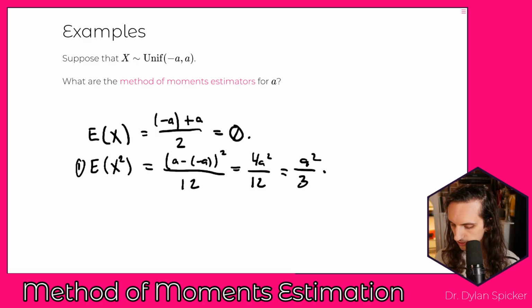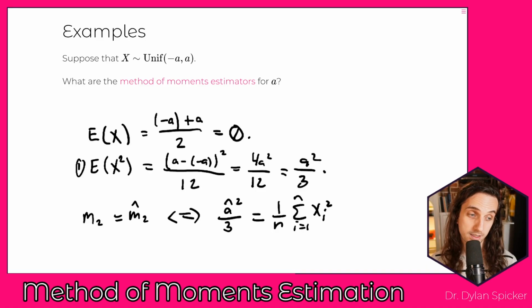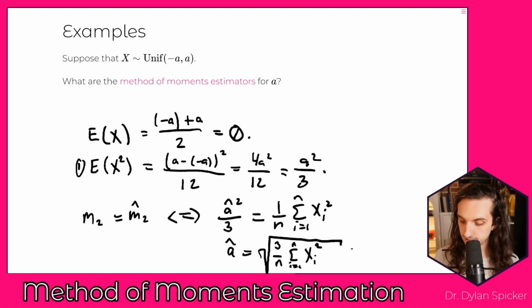What we need to do is set m2 equal to m hat 2. This tells us that a hat squared over 3 is going to equal 1 over n, the sum from i equals 1 to n of xi squared. Now we can rearrange and solve for a hat. A hat is going to be the square root of 3 over n, the sum from i equals 1 to n of xi squared. This gives us an estimator for the value of a.